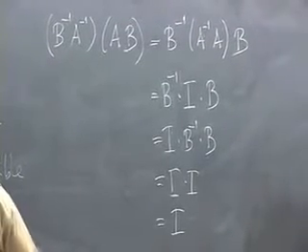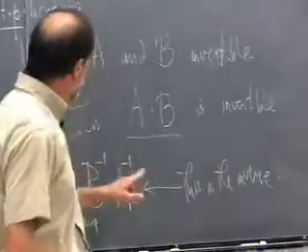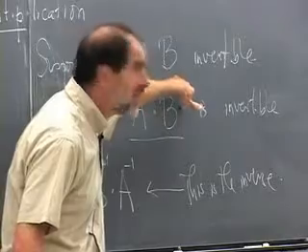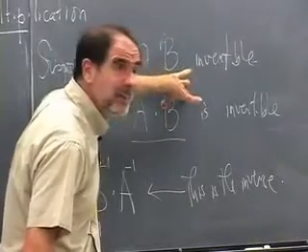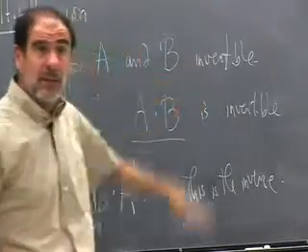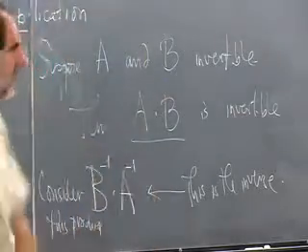Notice that I have to take them in the opposite order. The inverse is not A inverse times B inverse, but B inverse times A inverse. And then similarly, if you multiply on the right by this, first you multiply the B times B inverse, that cancels, and then you multiply the A times A inverse. So that's the first proof.